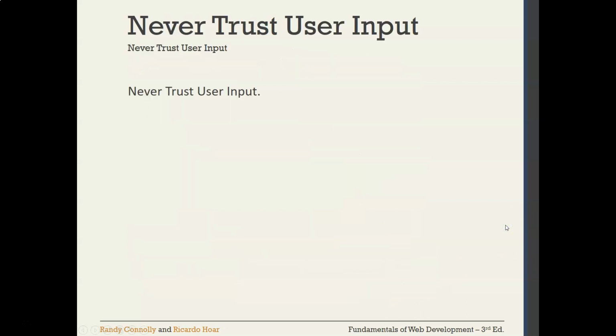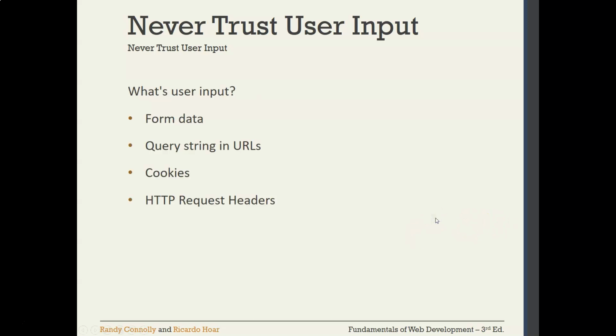So what's the solution? Well, the solution is to never trust user input. Never trust user input. Yeah, you get it. What's user input? Well, form data is clearly user input, but query string data in a URL is also user input. Cookies are user inputs, though we don't really know how to use cookies yet. HTTP request headers potentially are user input as well. But again, we don't probably have to worry about that one. But these first two, we absolutely have to worry about right now.